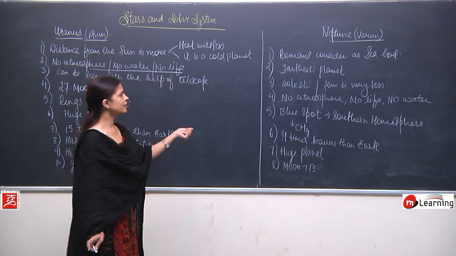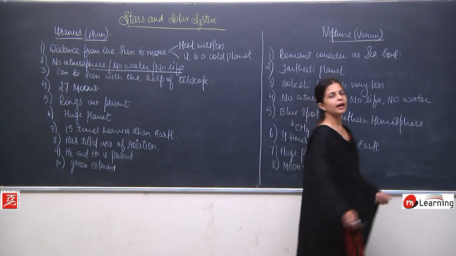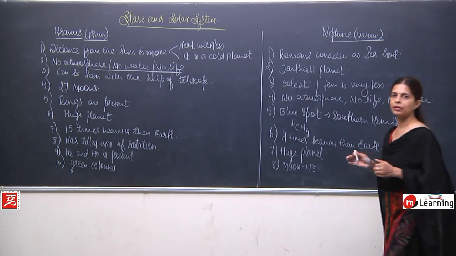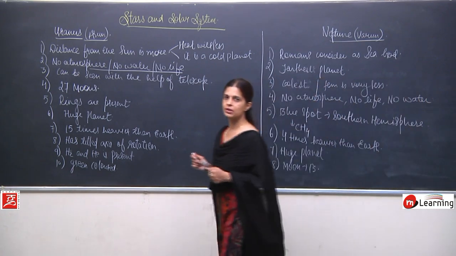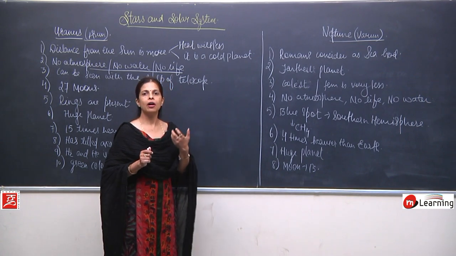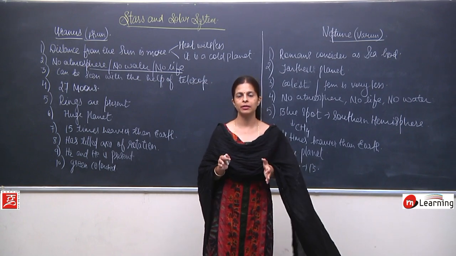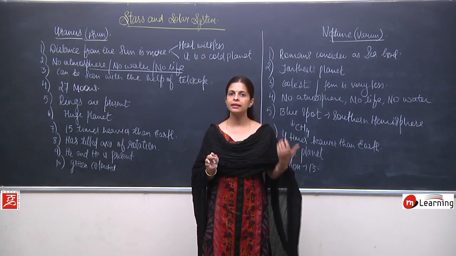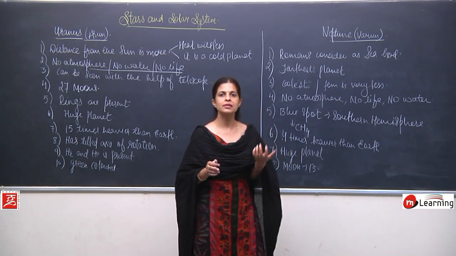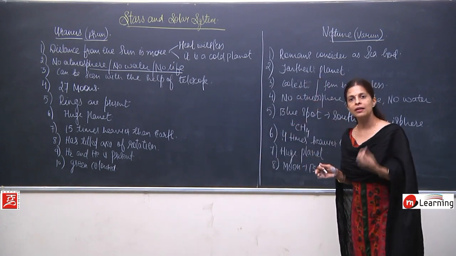So what are the characteristics of Neptune? Neptune is known as Varun in Hindi. Neptune is considered the sea god in Roman mythology, and it is the coolest one because the distance is very, very high. It is the farthest planet. The distance between the sun and Neptune is very high. This is the last planet, so the distance is very high, and so this one is the coolest planet. It is the farthest planet.